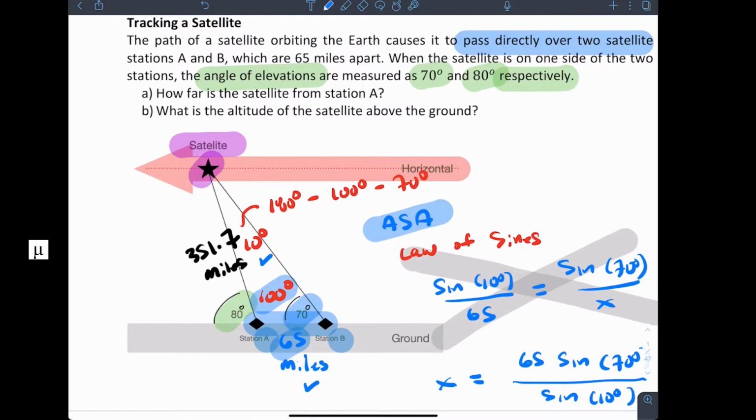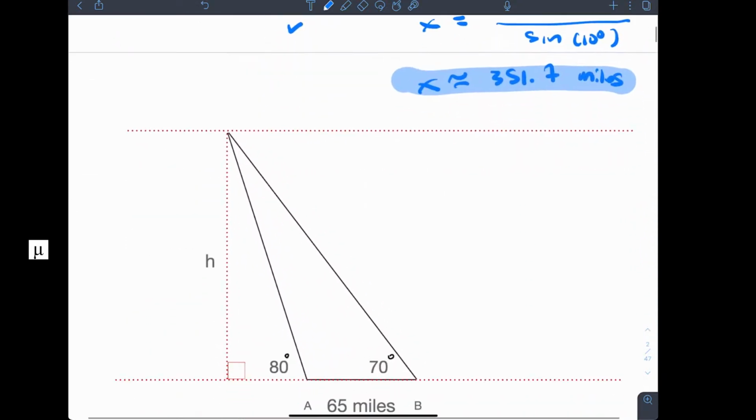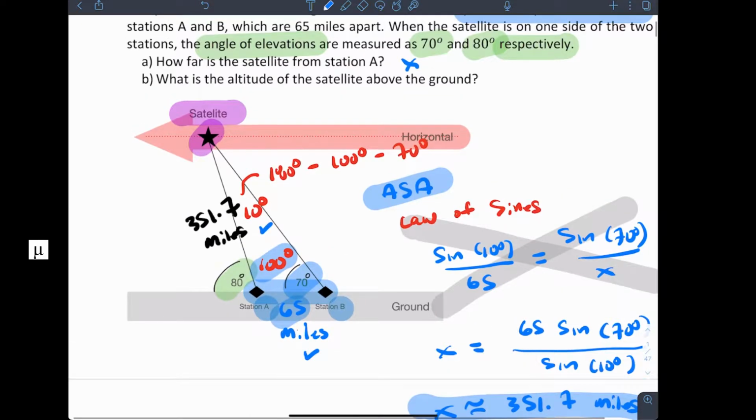What's the next question? What is the altitude of the satellite above the ground? Altitude, ladies and gentlemen, is right up in here. I'm going to erase this. This is the altitude. It is a line that's perpendicular to the ground. And this is maybe we say height or h. I call it height. So this is the altitude, okay?